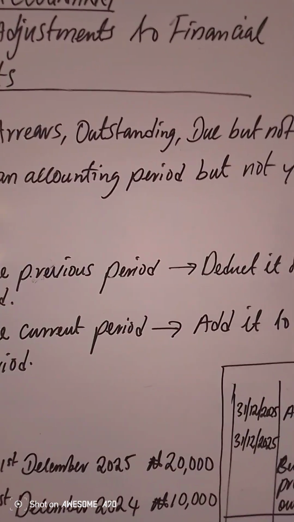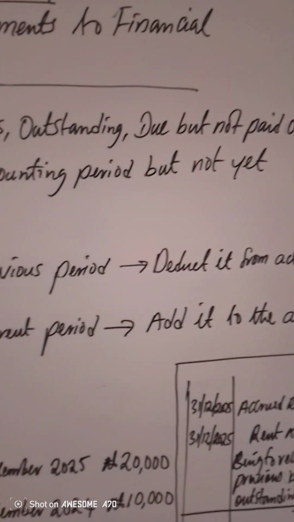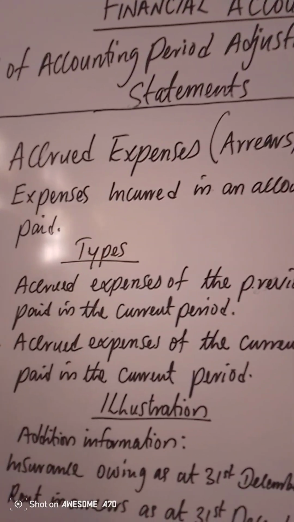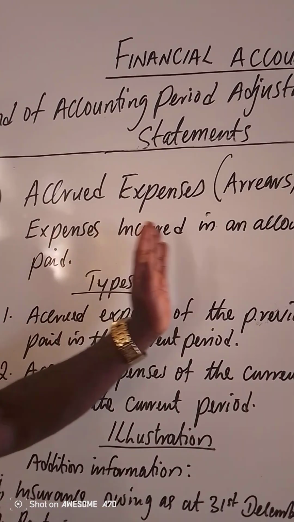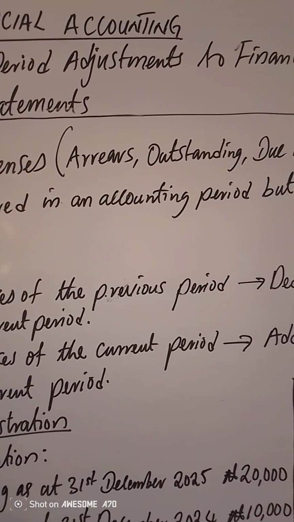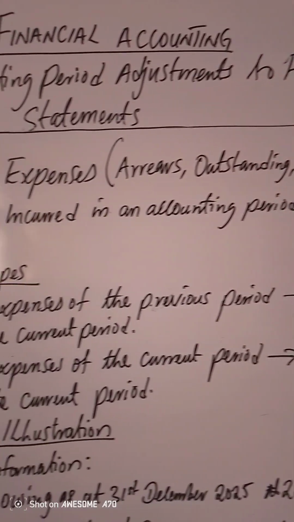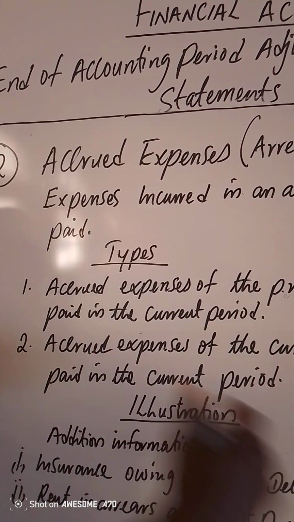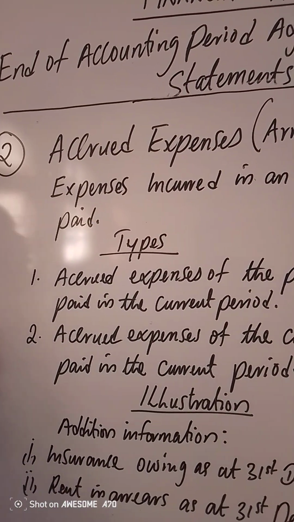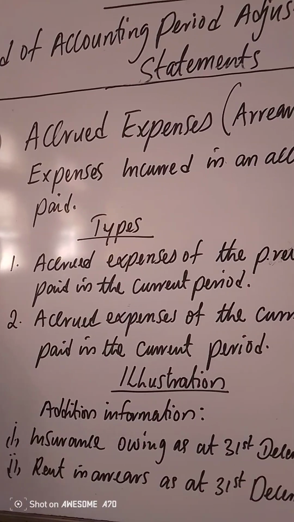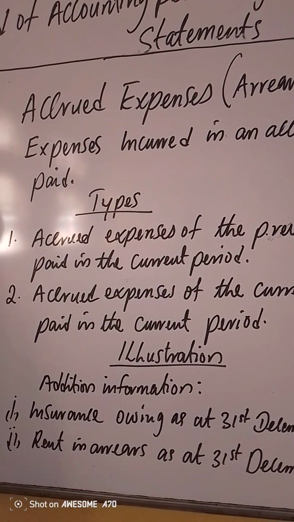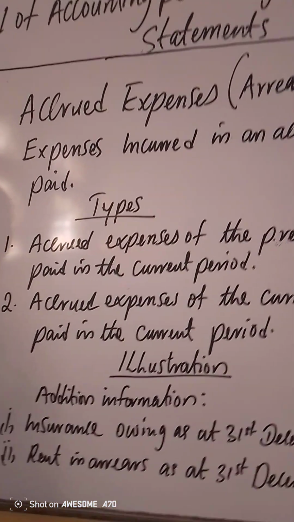Accrued expenses, how are they treated? By simple understanding, these are expenses incurred in the accounting period but yet to be paid. You already enjoy the services for the expenses from the beginning of the accounting period to the end of the accounting period, and you have not paid at all, or you paid only part of it. That is what is called accrued expenses.